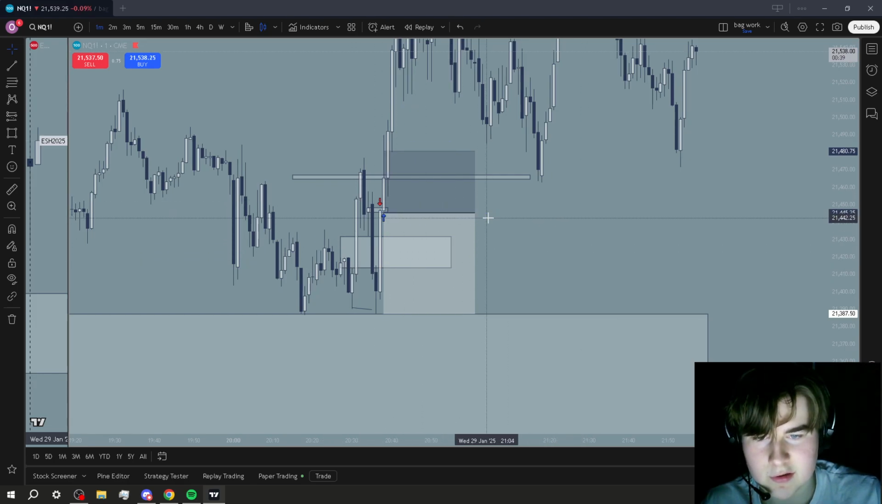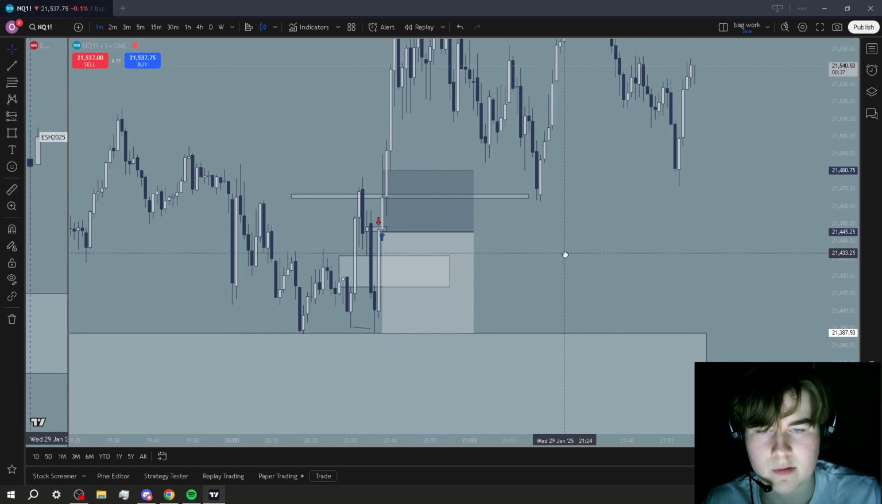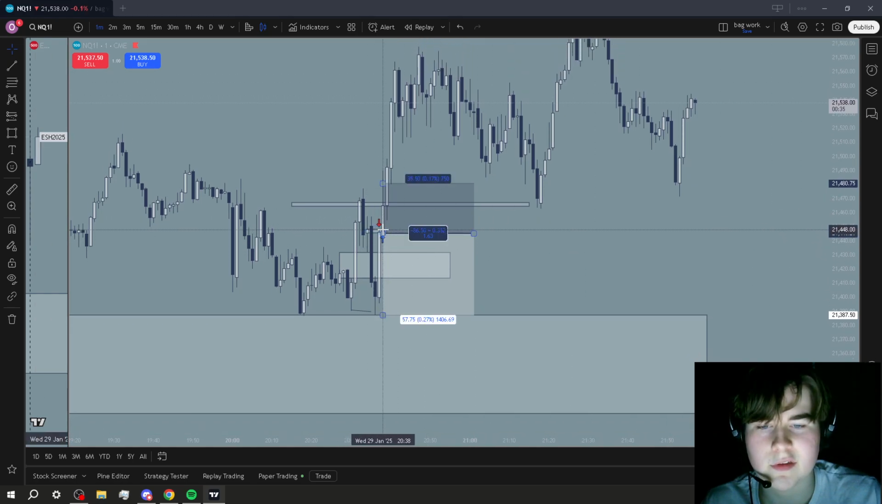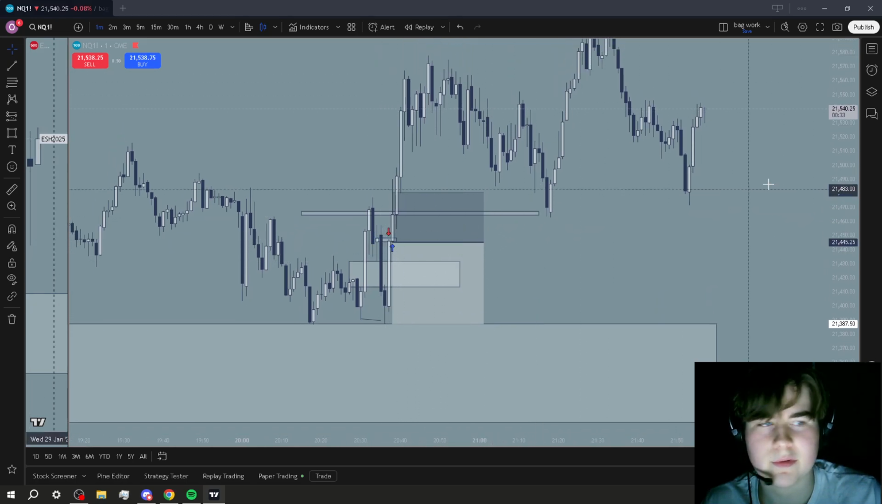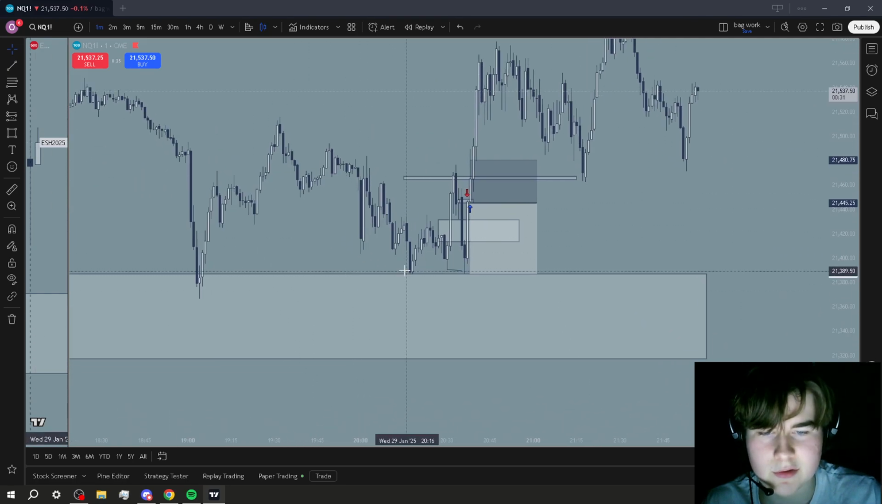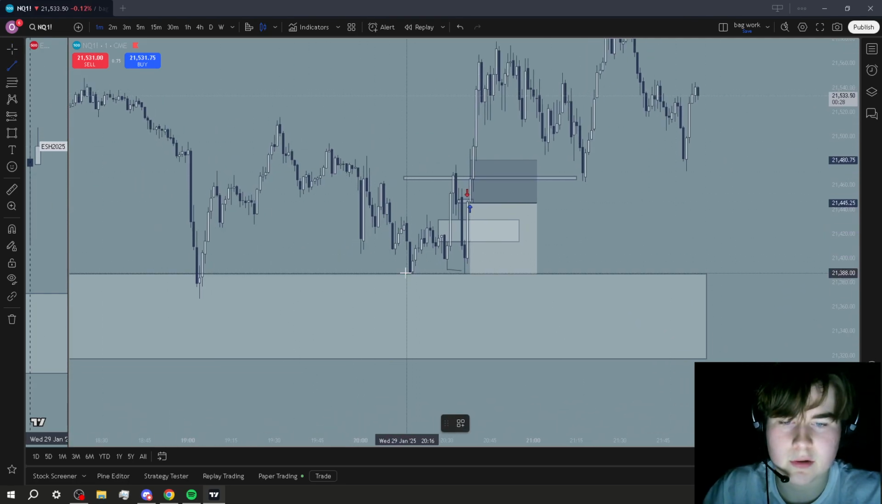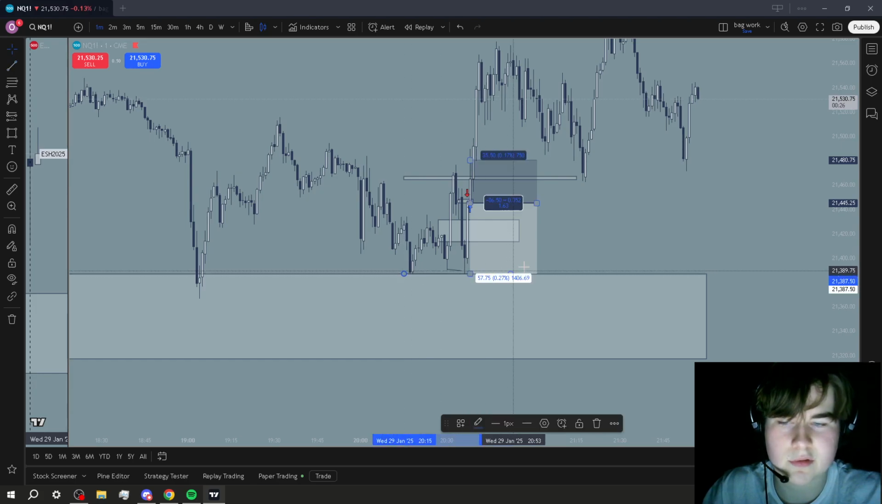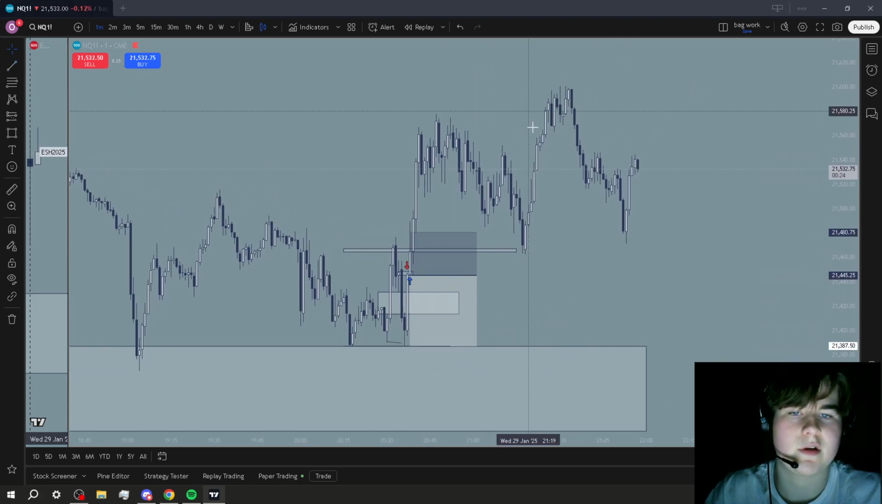I wanted to see this get respected. We come down, take out this equal lows. That was kind of my goal here, just to take a scalp down to the equal lows. And then I wanted to see a rejection up maybe.